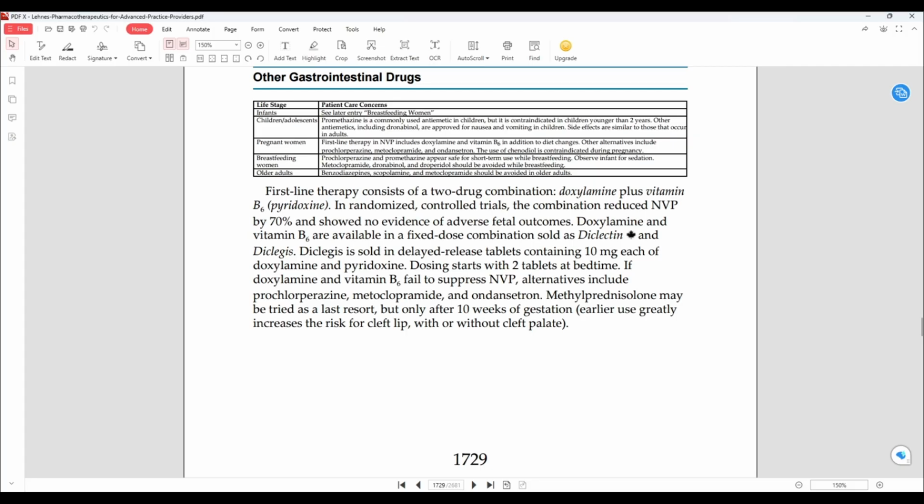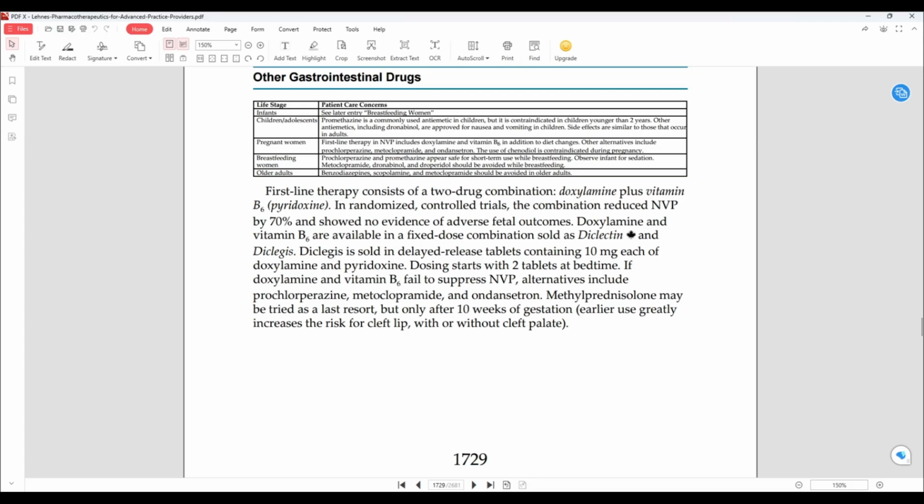The first-line therapy consists of a two-drug combination, doxylamine plus vitamin B6. In randomized controlled trials, the combination reduced NVP by 70% and showed no evidence of adverse fetal outcomes. Doxylamine and vitamin B6 are available in a fixed-dose combination sold as Diclectin and Diclegis. Diclegis is sold in delayed-release tablets containing 10 milligrams each of doxylamine and pyridoxine. Dosing starts with 2 tablets at bedtime.